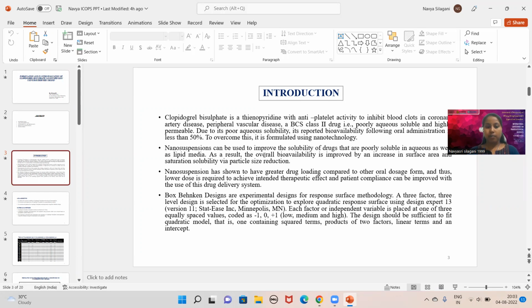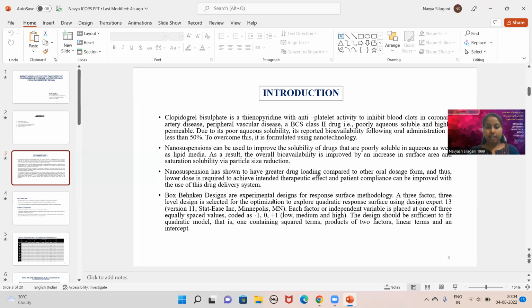These nanosuspensions can be used to improve the solubility of drugs that are poorly soluble in aqueous media as well as lipid media. As a result, the overall bioavailability is improved by an increase in the surface area and saturation solubility via particle size reduction. Nanosuspensions are shown to have a greater drug loading compared to the other oral dosage forms. Thus, lower doses are required to achieve the intended therapeutic effect, and patient compliance can be improved with the use of this drug delivery system.